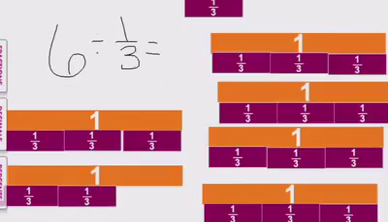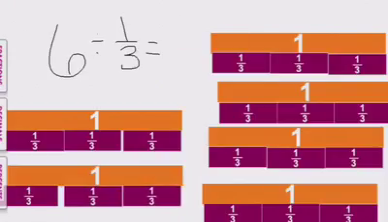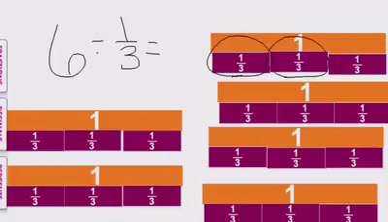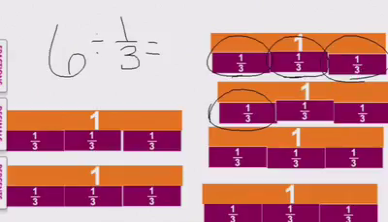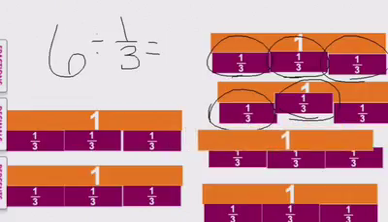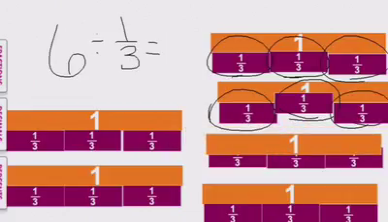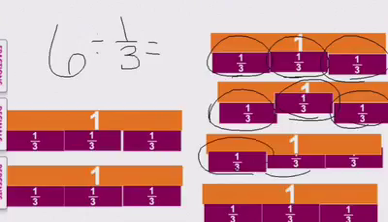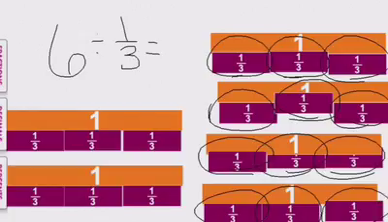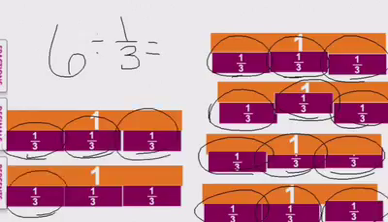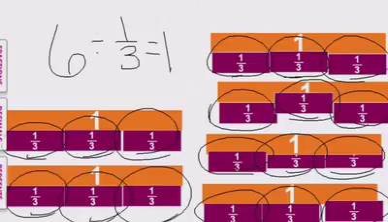Okay. Since we're dividing by 1/3, each third is its own group, so go ahead and circle your groups. 1, 2, 3, 4, 5, 6, 7, 8, 9, 10, 11, 12, 13, 14, 15, 16, 17, 18. 18 total groups. So 6 divided by 1/3 is 18.